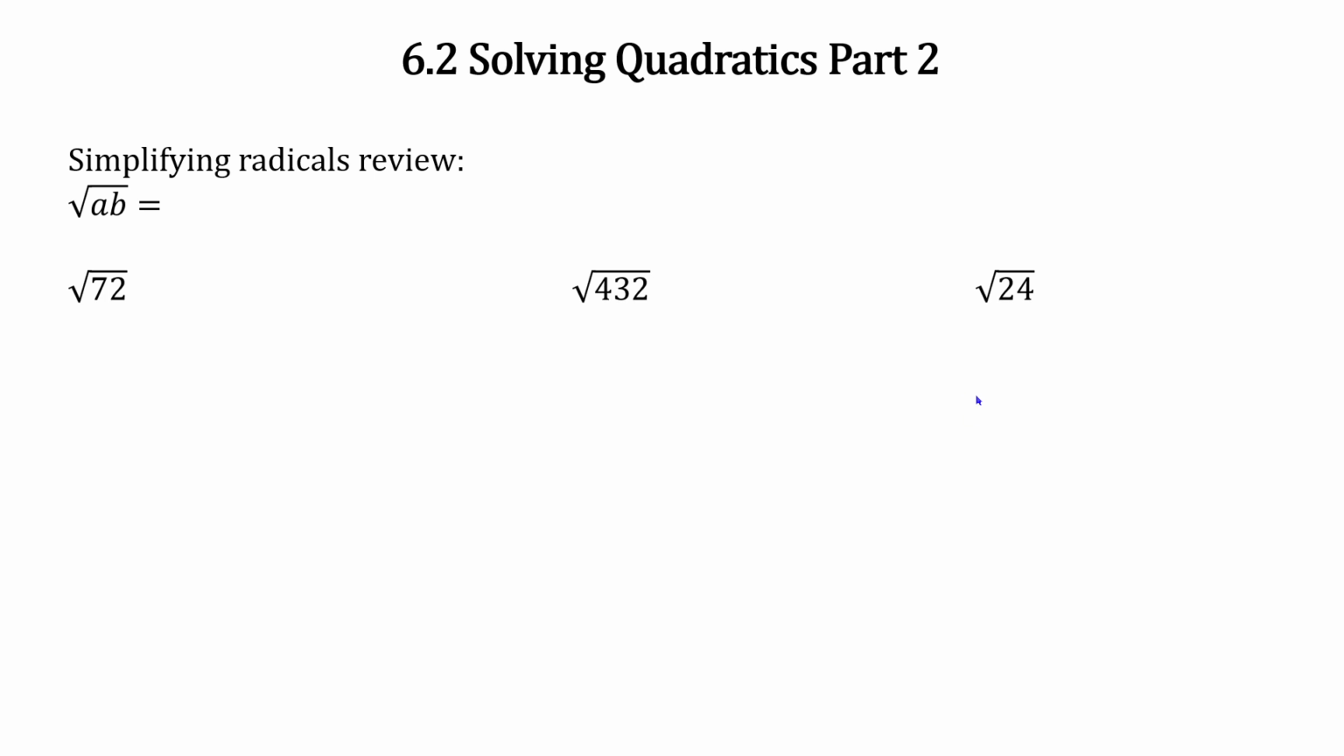Okay, so we need some review on simplifying radicals. If you have the square root of something times something, you can change it to the square root of that thing times the square root of the other thing. It doesn't work with adding and subtracting.